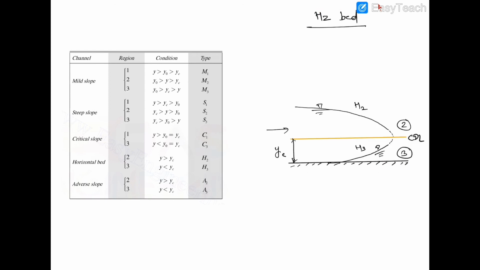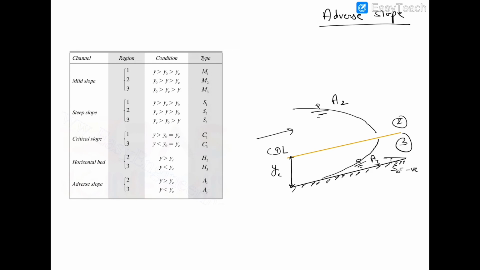For a horizontal bed channel, in this case Y0 is undefined. That's why region number 1 is absent in this case. In region number 2, the water surface profile should have decreasing water depth, and when it approaches the CDL it becomes 90 degrees. So this is the shape of H2. And in region number 3, the surface profile should have increasing water depth, so the shape of H3 will be this one.